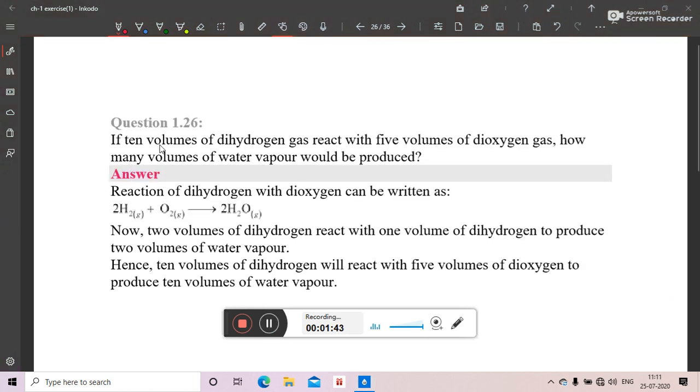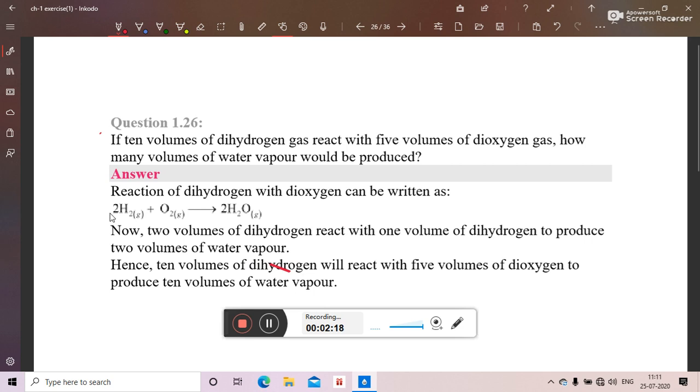Now question 26 is, if 10 volumes of dihydrogen gas react with 5 volumes of dioxygen gas, then how many volumes of water vapor would be produced? So reaction of dihydrogen with dioxygen can be written as 2H2 plus O2 gives 2H2O. Now 2 volumes of dihydrogen react with 1 volume of oxygen to produce 2 volumes of water. Hence, 10 volume of dihydrogen will react with 5 volumes of dioxygen to form 10 volumes of water.